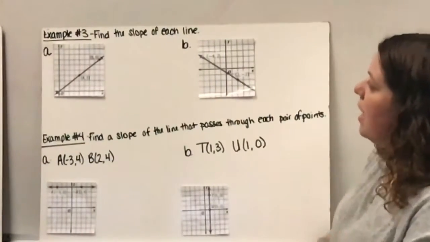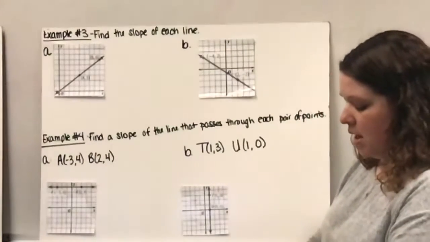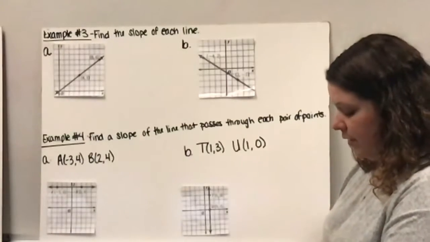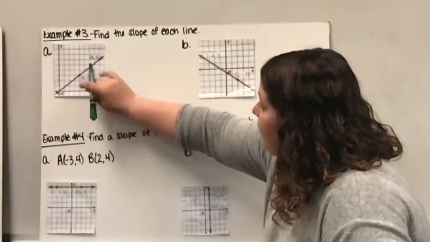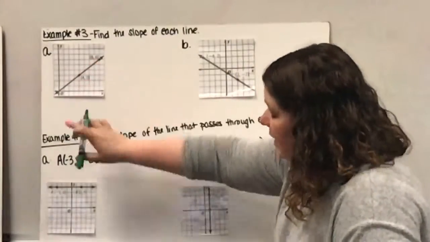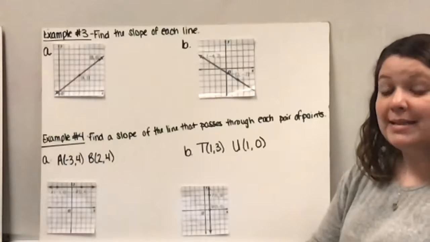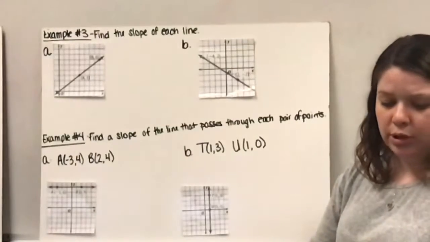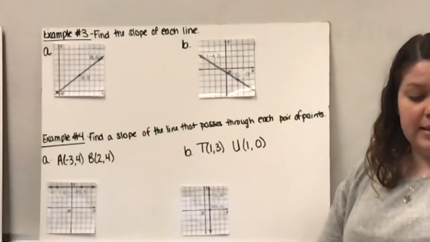Alright, so what we're going to do is example number 3. It says find the slope of each line. So I'm going to go ahead and find the slope of this first one up here. If I look, I have 2 points: (8, 6) and (4, 3). It doesn't matter which one you pick as (x1, y1) and (x2, y2). That's totally up to you. So you just go ahead and pick 2 points.